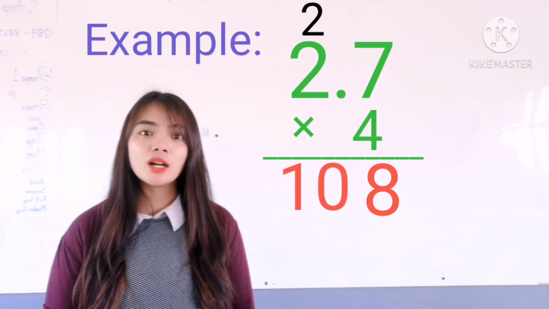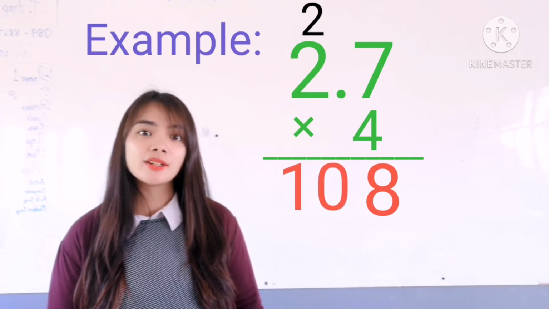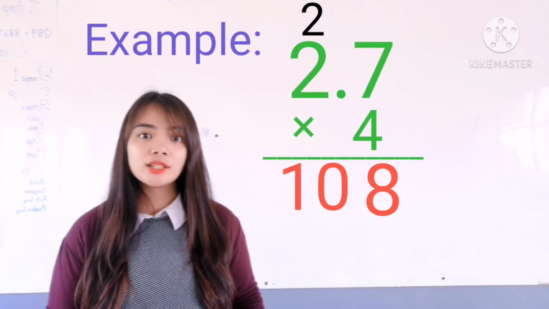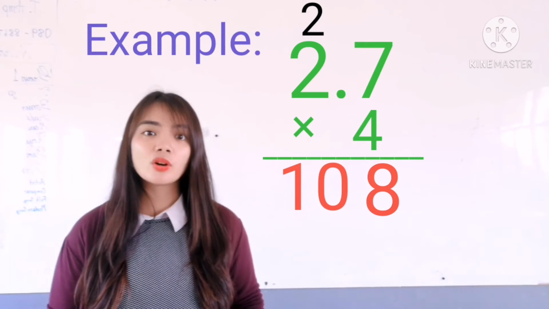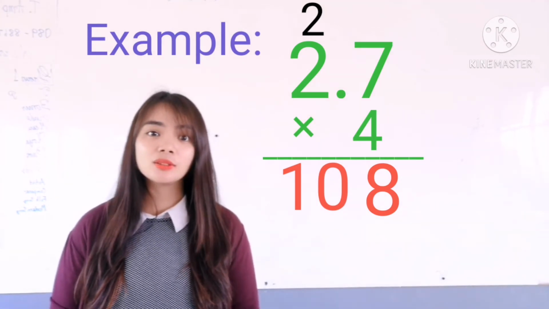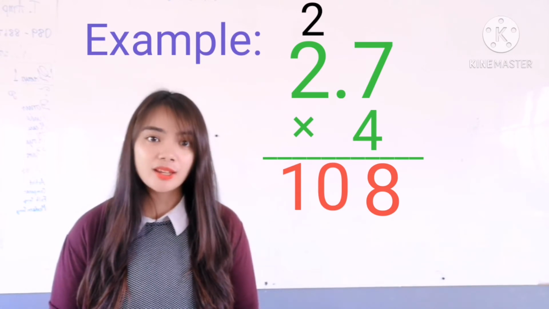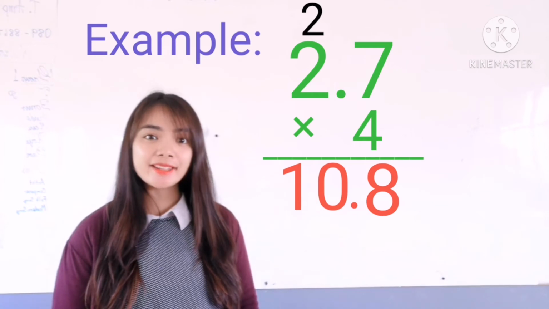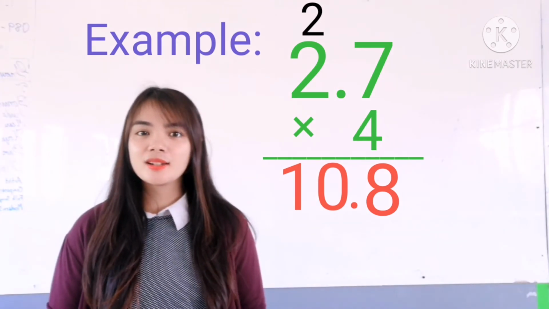So how many numbers are there in our decimal? There is only 1. So we put our decimal point just before 8. So we count 1 only. So our answer would be 10.8.